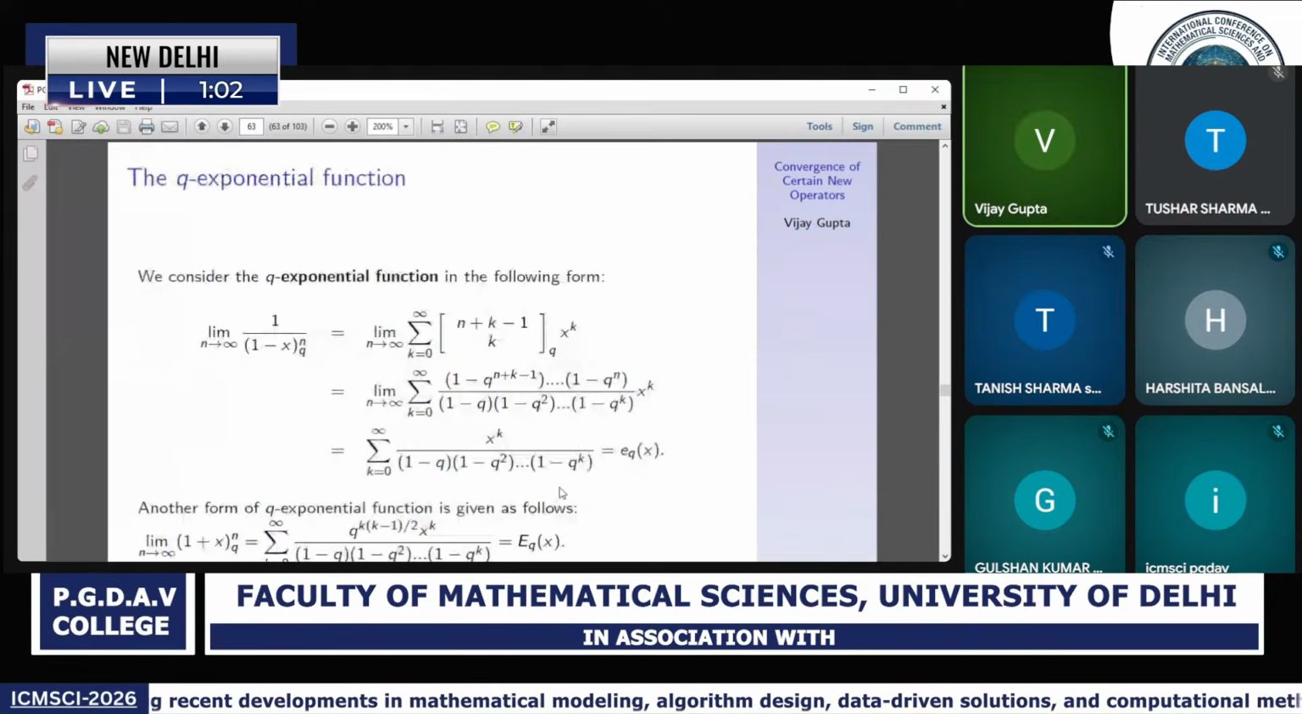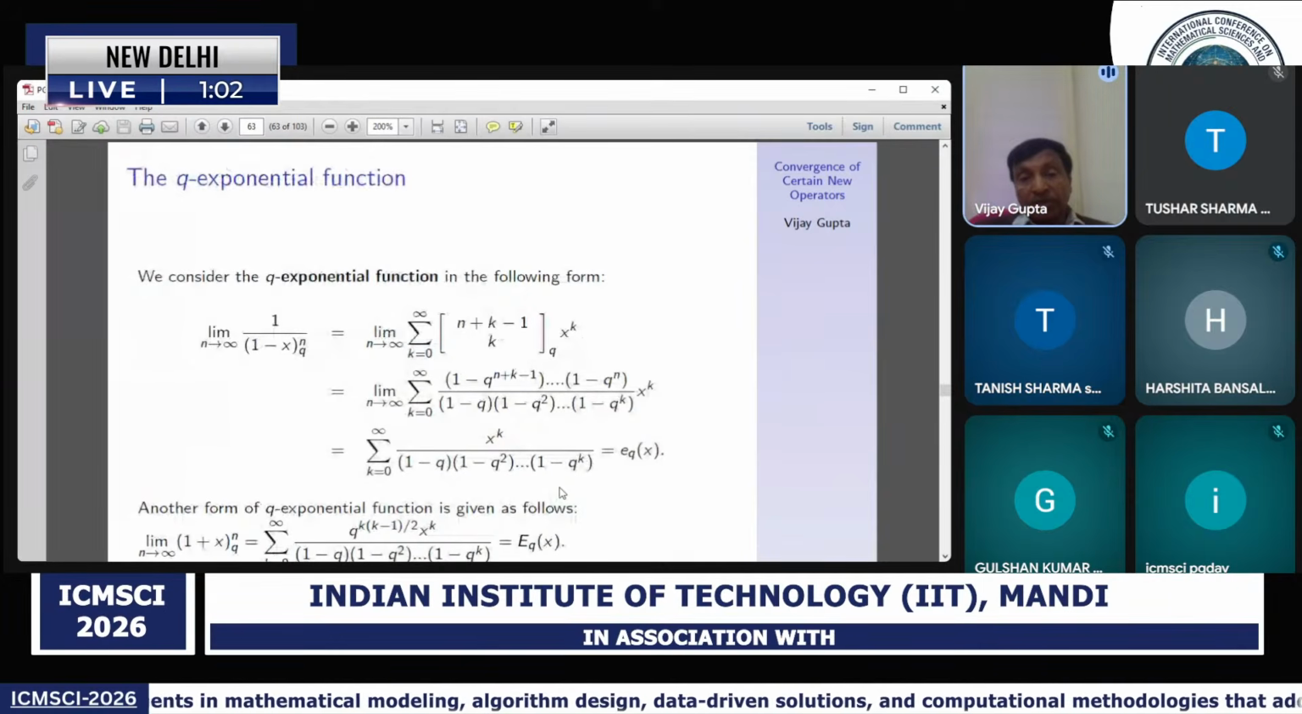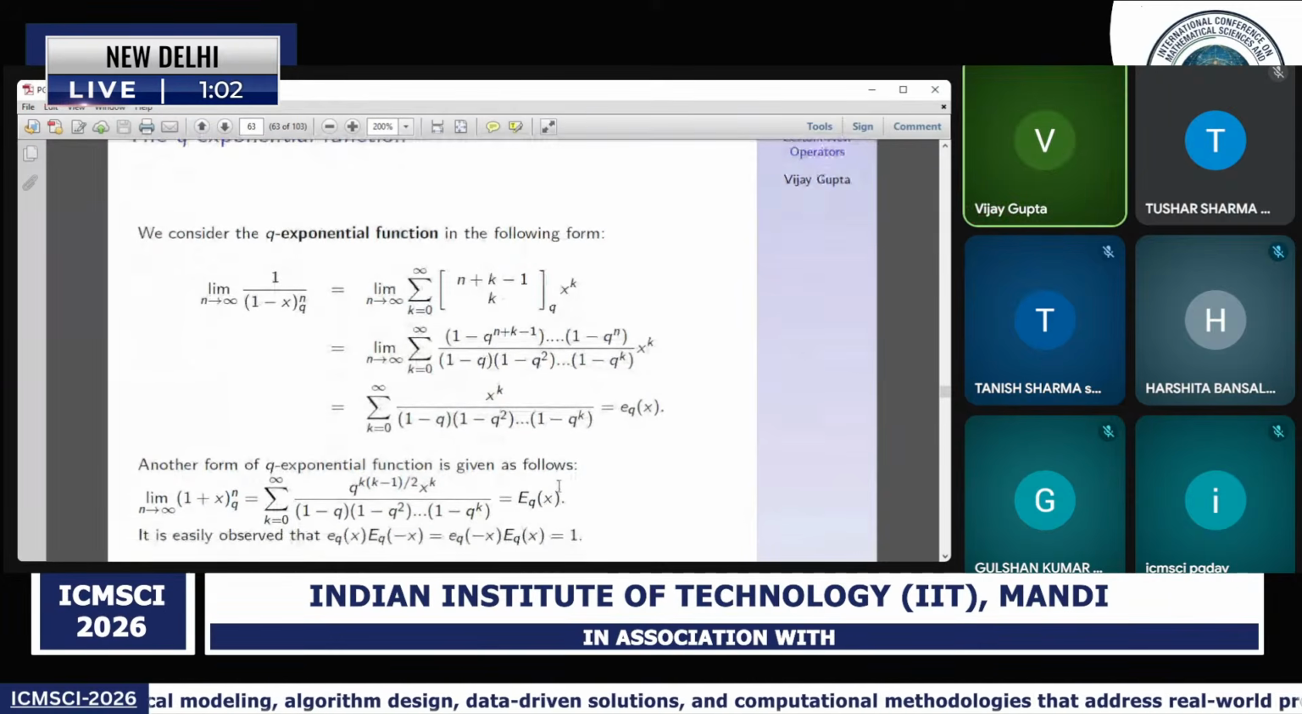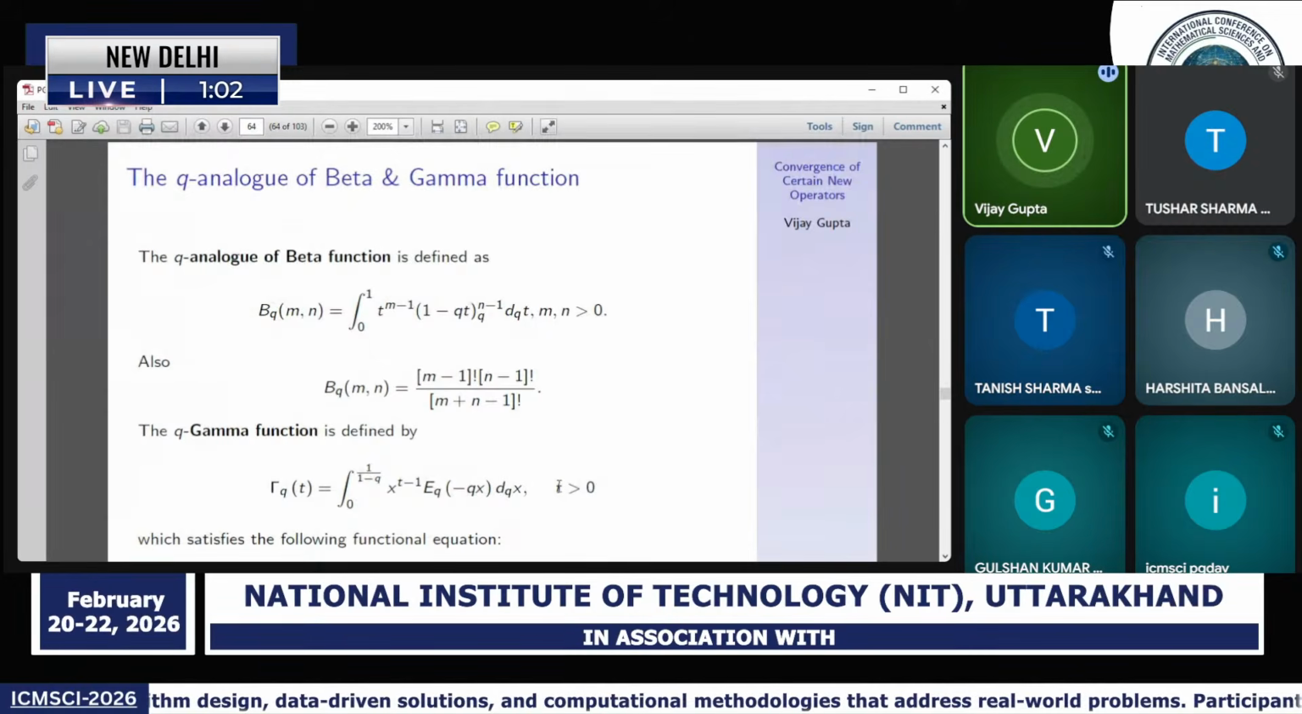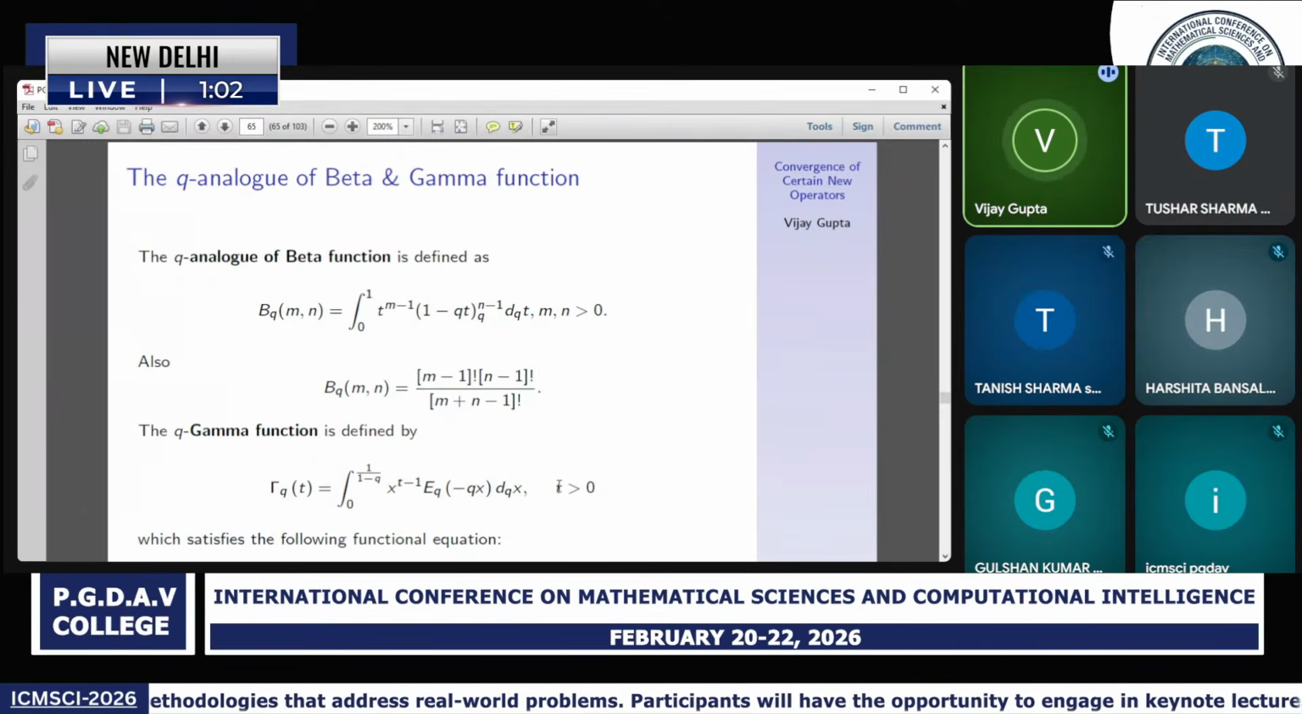So there are two functions. And this is the beta function of the first type, and two gamma function. And this is two beta function of second type.